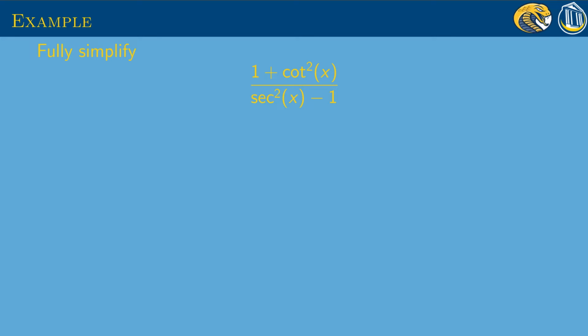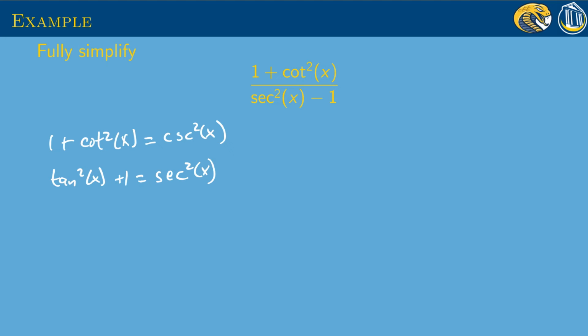Let's practice. We want to fully simplify the expression 1 plus cotangent squared x, all divided by secant squared x minus 1. Now we'll recall that one of our identities tells us that 1 plus cotangent squared x equals cosecant squared x, and the other one tells us that tangent squared x plus 1 equals secant squared x. We're going to use both of these identities in simplifying this.